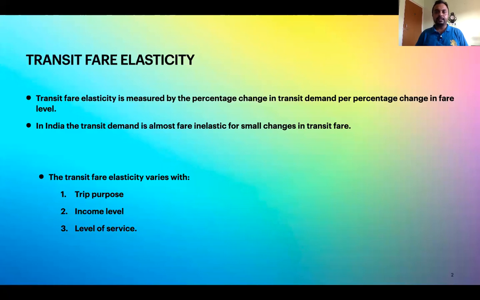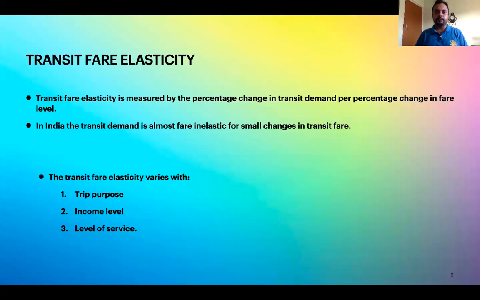That is, for example, if there is a change in the fare level, if suppose from point A to point B, the fare is 20 rupees per person. Now, if that fare is increased to 21 rupees or 22 rupees, then what will be the effect on the number of people using that particular transit system?